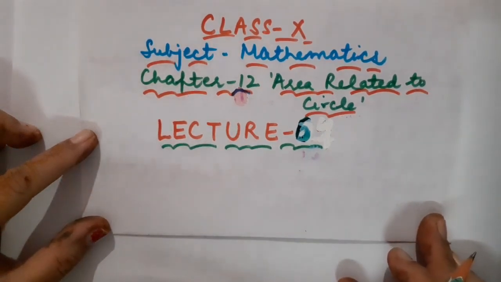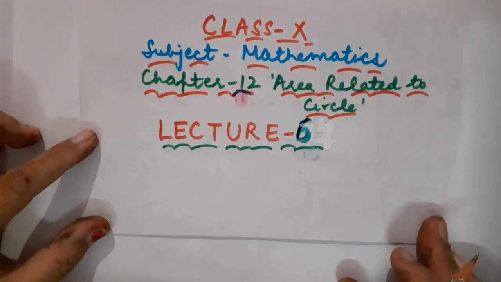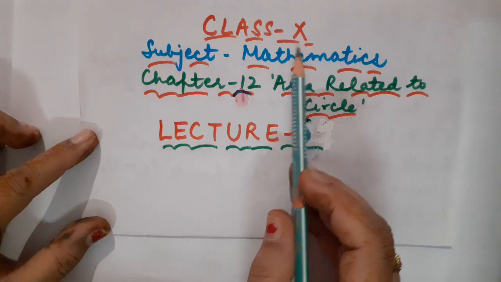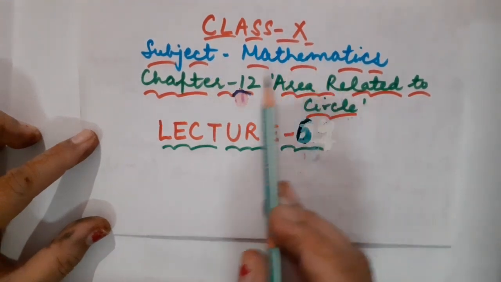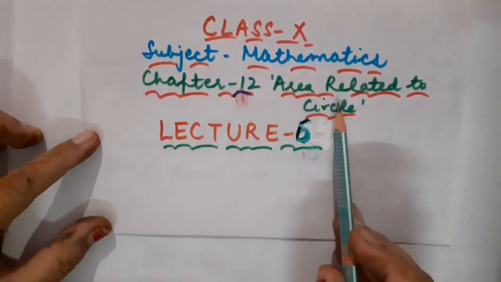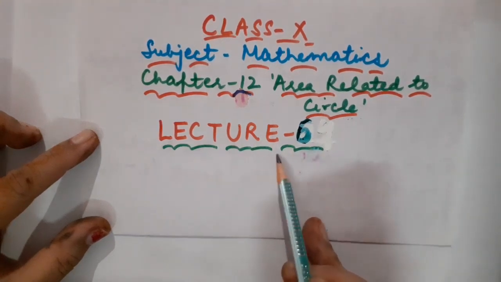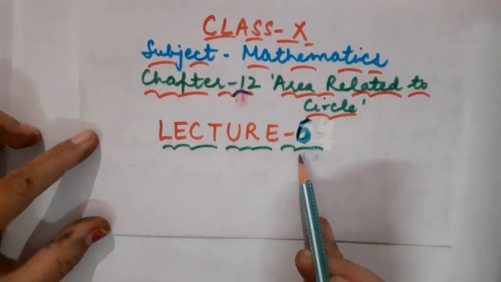So, children, let us start today's mathematics class of grade 10th. This is class 10th, subject mathematics, chapter number 12, area related to circles. And children, this is lecture number 6 of the same chapter.